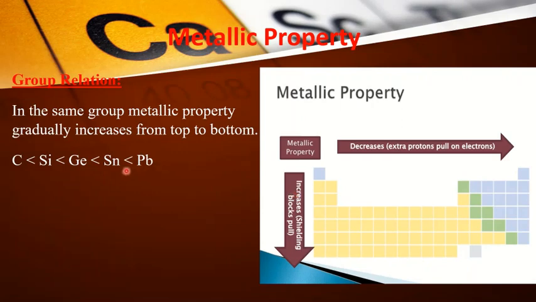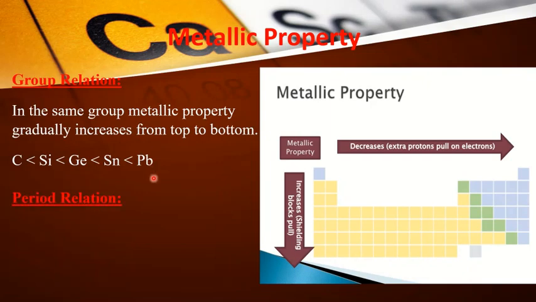germanium, tin and lead. Here look, carbon is a non-metal. Silicon is also a non-metal. Germanium is a semi-metal. Semi-metal means the element which has some metallic property and some non-metallic property. It is called semi-metal or submetal. Tin, all you know, is a metal, and lead is also a metal. That means here metallic property gradually increases from top to bottom. So group relation: in the same group, metallic property gradually increases from top to bottom.